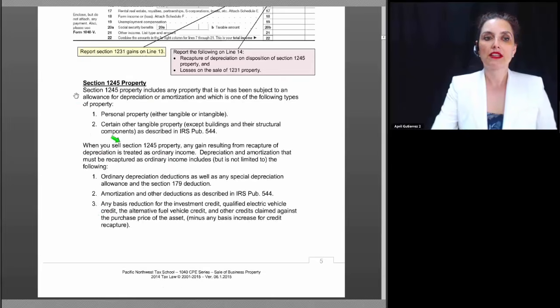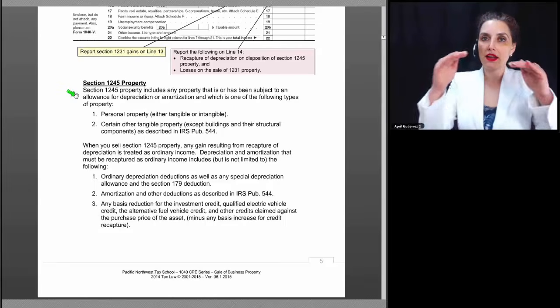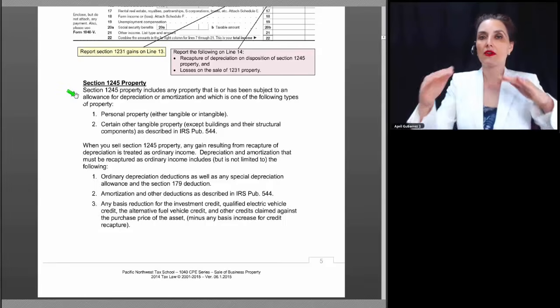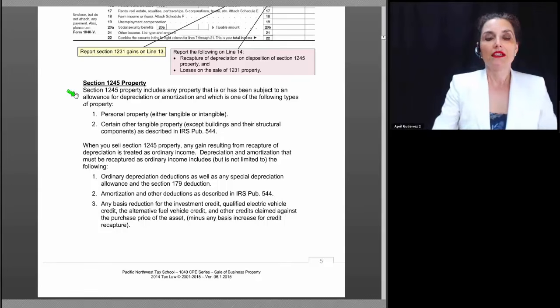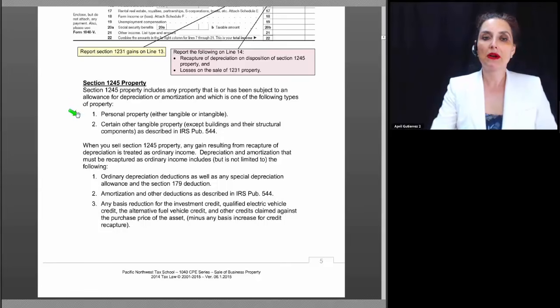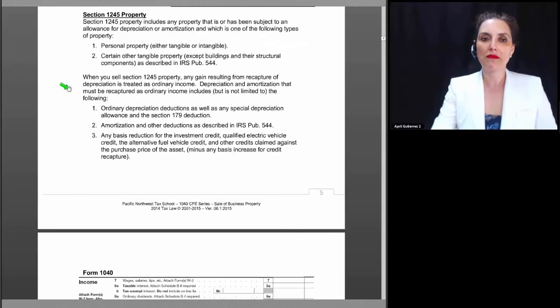Let's talk now about Section 1245 property, which is one of the categories that falls underneath Section 1231. Section 1245 property includes any property that is or has been subject to an allowance for depreciation or amortization, and which is one of the following types of property: personal property, either tangible or intangible, and certain other tangible property except buildings and their structural components as described in IRS Publication 544. When you sell Section 1245 property, any gain resulting from the recapture of depreciation is treated as ordinary income.